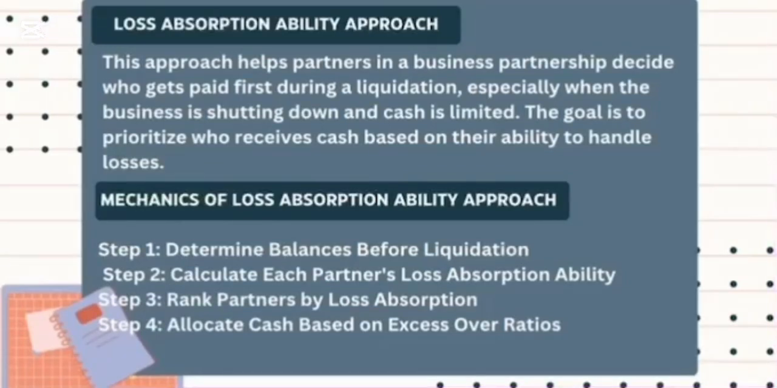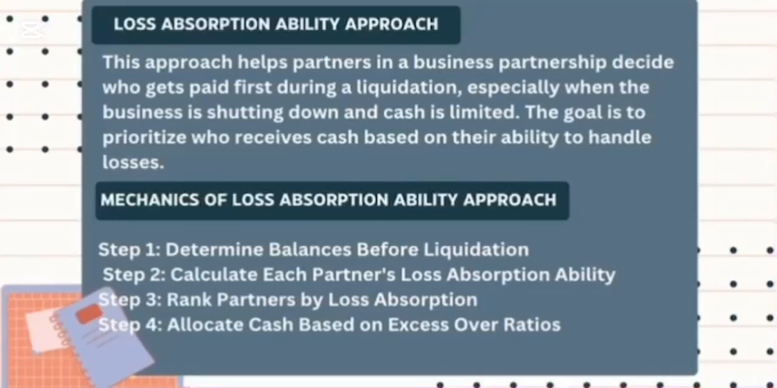And in step 3, rank partners by loss absorption. After calculating the loss absorption amounts, we rank the partners. The partner with the lowest ability to absorb losses gets cash priority first. In this example, C has the lowest ability of 50,000 pesos, so C would get paid first, followed by Tan and then Co.